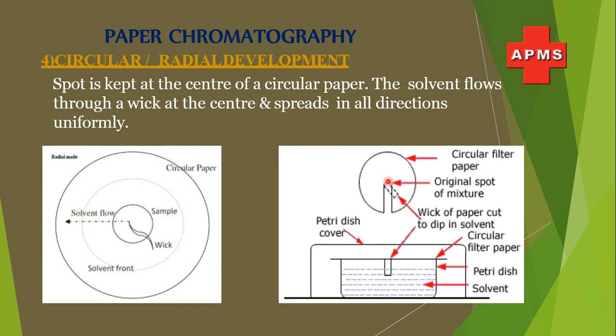The spot which is formed just near the wick at the center point of the filter paper, when it comes into contact with the mobile phase, is solubilized in the mobile phase and spreads radially on the filter paper. According to chromatography, the components will be separated according to their interaction with the filter paper stationary phase.